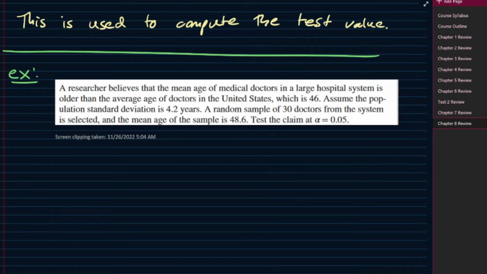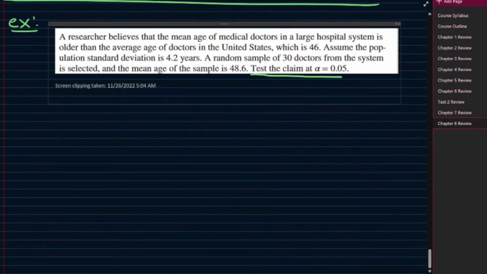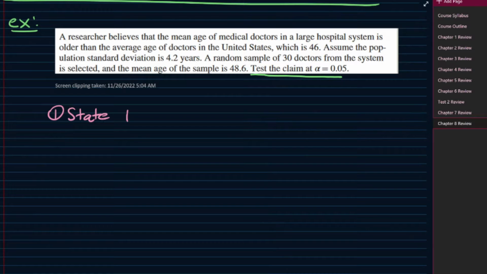So this part is what lets us know we want to do a hypothesis test. This is saying do a hypothesis test and use alpha of 0.05 for your significance level. So let's go ahead and do that. Step 1, we've got to state our hypothesis and claim. Null hypothesis, sorry.